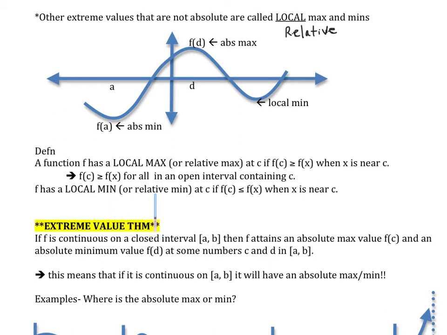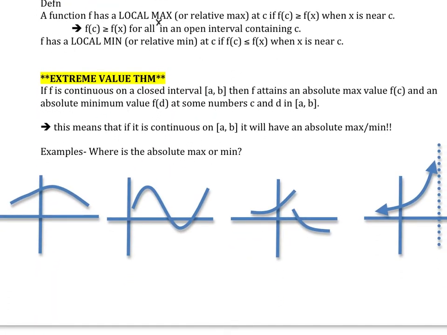f has a local minimum or relative minimum at c if f of c is less than or equal to f of x when x is near c. So again, just so we can correct it, this should say for all x. I need to put an x right in that spot. Okay, so that gives us this next thing, which we call the extreme value theorem.